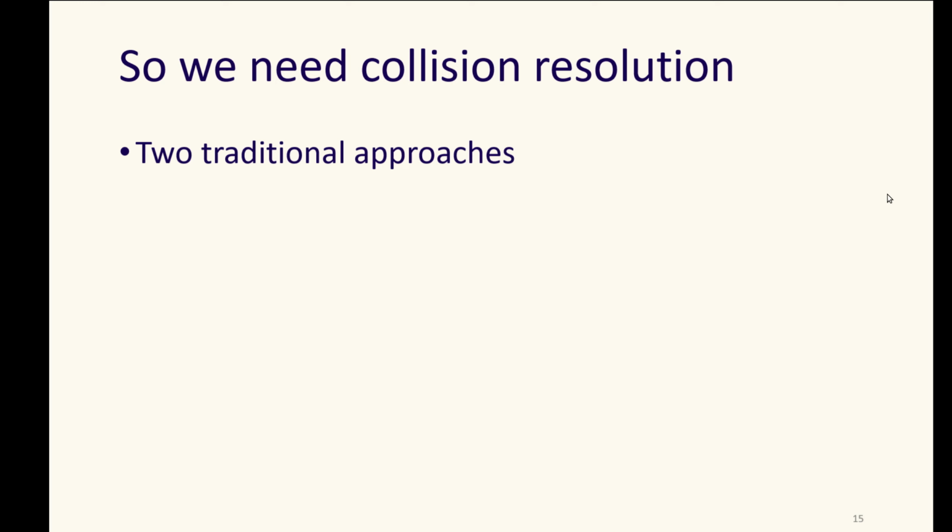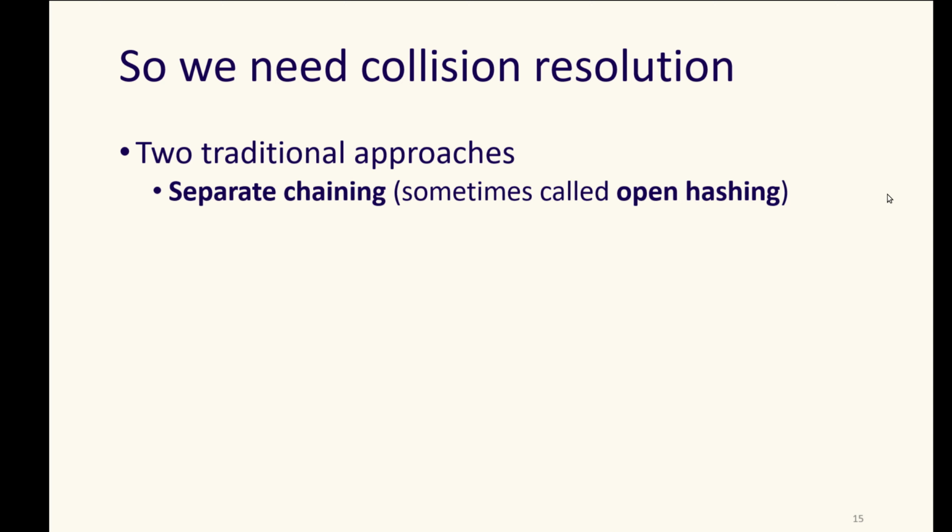There's separate chaining, which is sometimes referred to as open hashing. This is where you just create a bucket for each index that allows more things to be stored there. It can be a fixed bucket like an array, or it can be something like a linked list, and each one will have its ups and downs, just like we often have in data structures.